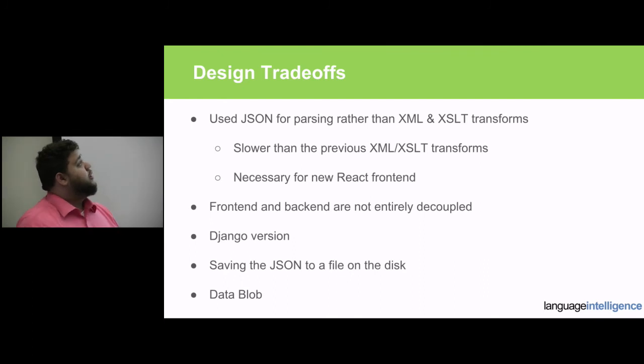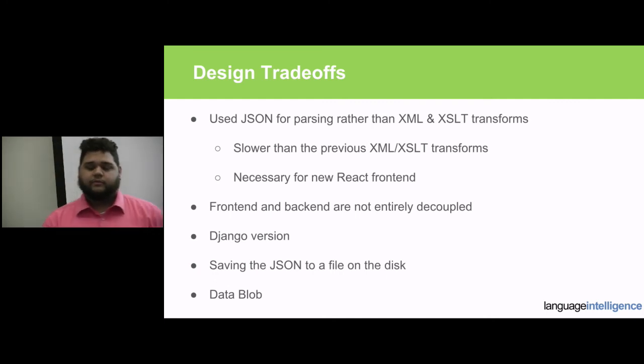The design trade-offs are, of course, we decided to use React, so we had to change all the files to JSON, as opposed to maybe using something like an XML and XSLT translator, something that was maybe already pre-built, maybe something that could be run faster, potentially. But the reason for using JSON is to allow for the use of React, to make the front end much easier to work with and allowing the front end to run more smoothly.